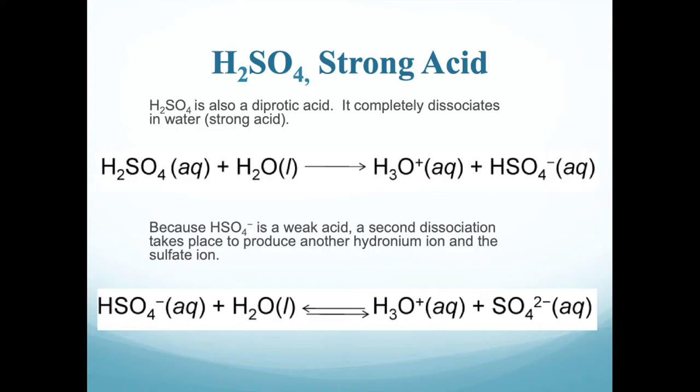Notice that over here, H2SO4 is acting as a strong electrolyte. It's completely breaking up into our hydronium and conjugate base. All right, this complete dissociation is what makes sulfuric acid a strong acid.